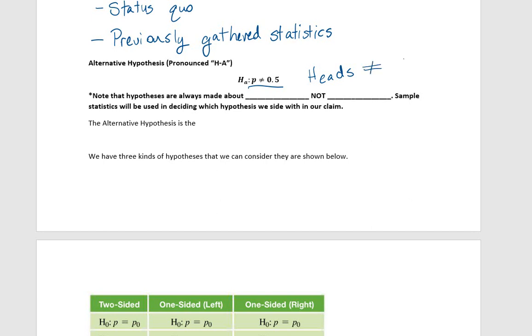So it won't come up heads 50% of the time. Maybe it comes up more tails, maybe it comes up more heads, but it's not going to be an even split. Okay? So note that a hypothesis is always made about the population and not about the sample. So what we do is that we use the sample later to decide which hypothesis we side on. So I like to say that the alternative hypothesis is the test or the expectation.